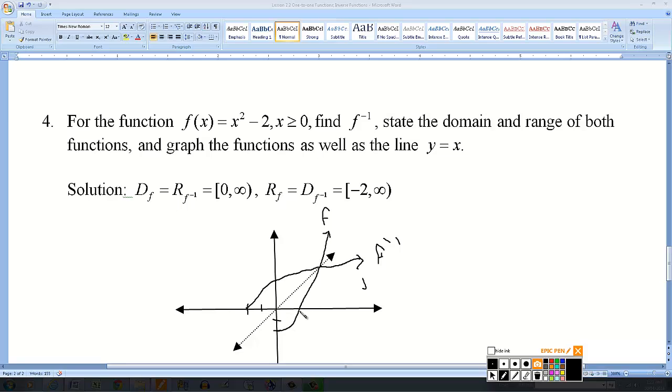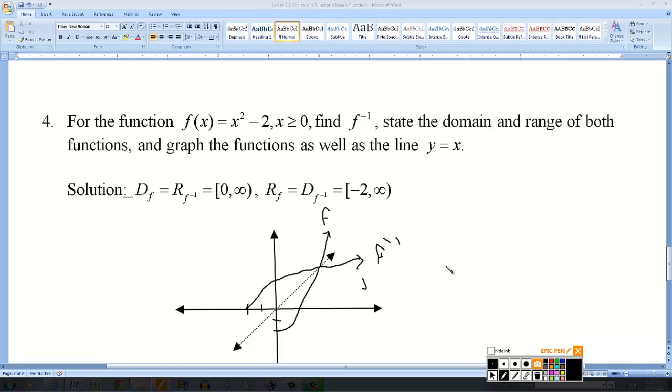So if I look at f, the domain of f is x greater than or equal to 0, which is this right here, because it's just to the right over here. Of course that's given, x greater than or equal to 0. The range of f starts at -2 and then it goes up. So it's from -2 to infinity.